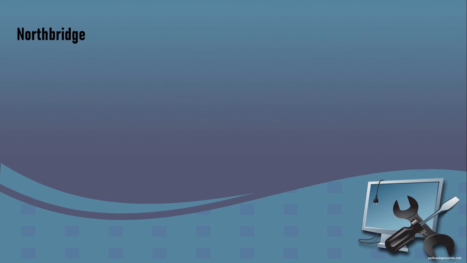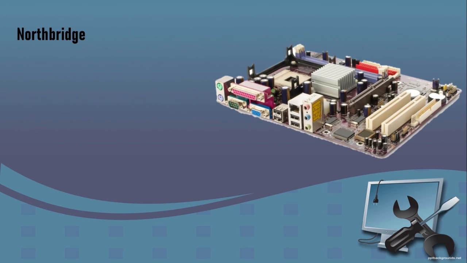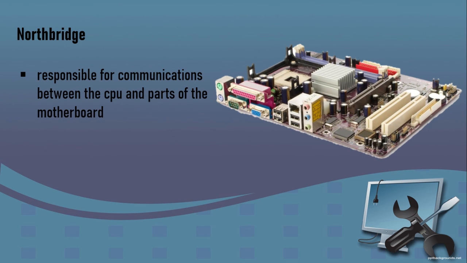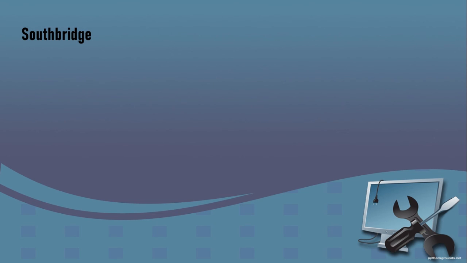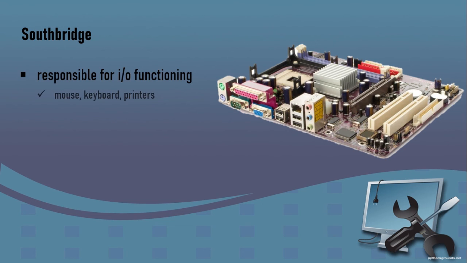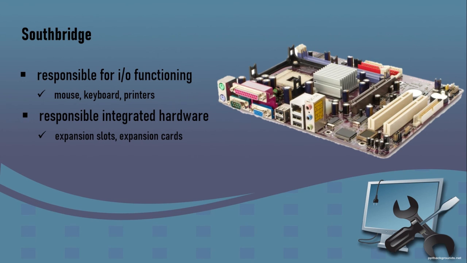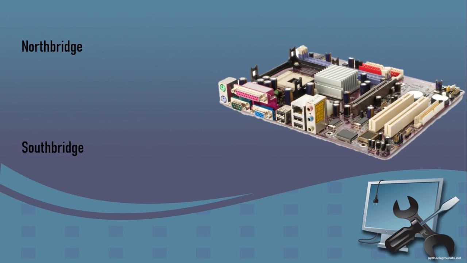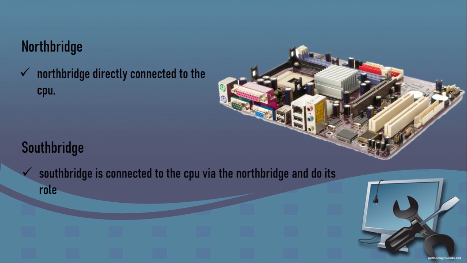North bridge is an integrated circuit responsible for communication between the CPU and the parts of the motherboard. South bridge is an integrated circuit responsible for the I/O or input and output functions like mouse, keyboard, and printers, and also integrated hardware such as expansion slots and expansion cards. The difference of the two is the north bridge is directly connected to the CPU, while the south bridge is not. The south bridge is connected to the CPU via the north bridge. So the north bridge acts as a connector for the south bridge.